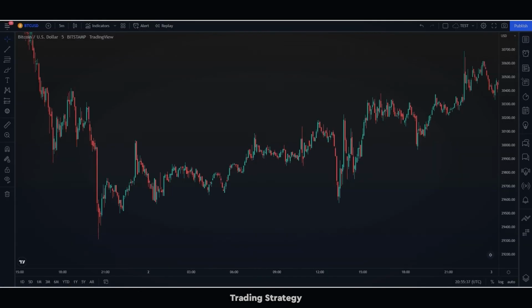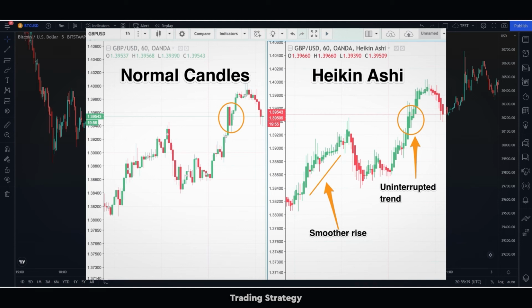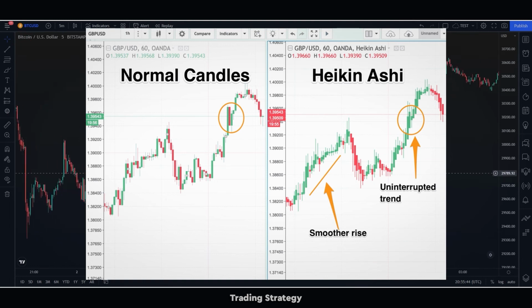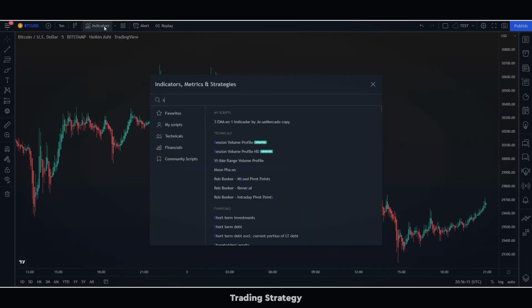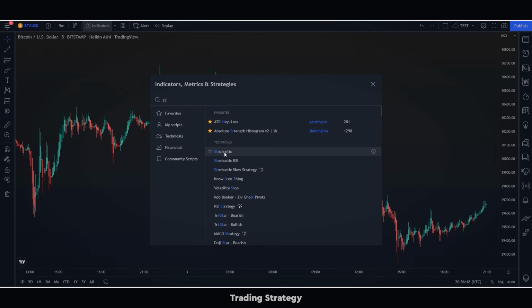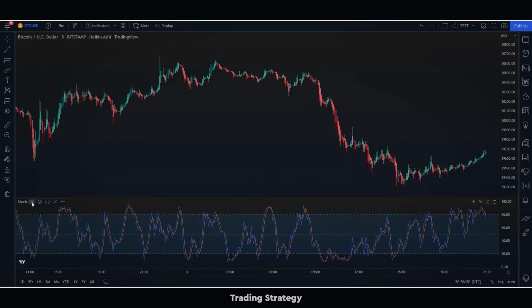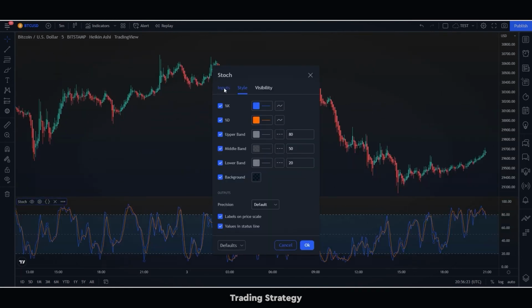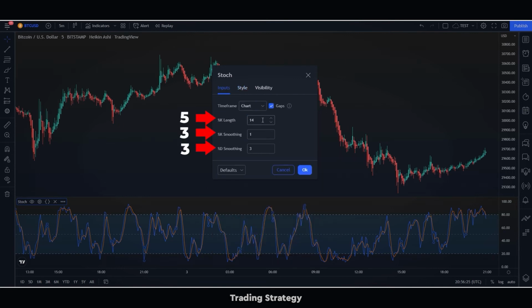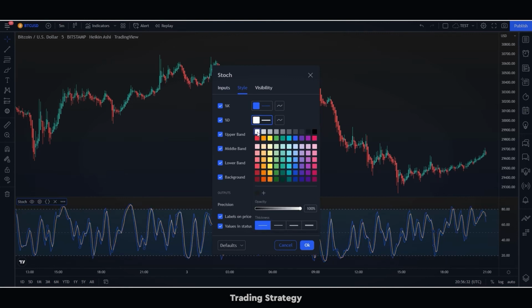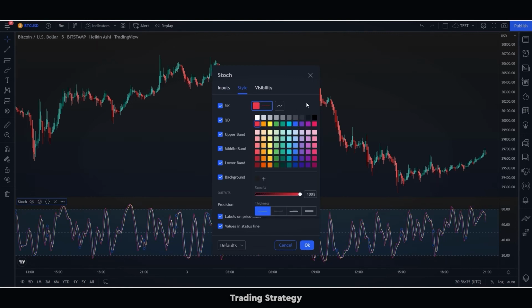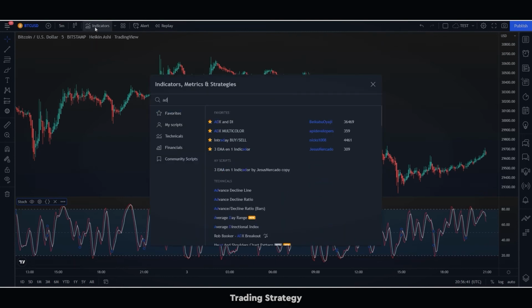In case you don't know, Heikin Ashi candles are very similar to Japanese candles, and they serve to simplify a normal Japanese candlestick chart, but smoother. To select them, we simply display here and select them. Then we will have to put the stochastic indicator, we will put it with the parameters of 5, 3, 3. We will change the color of the signal line to white and the stochastic line to red. Finally, we will have to select the ADX indicator.